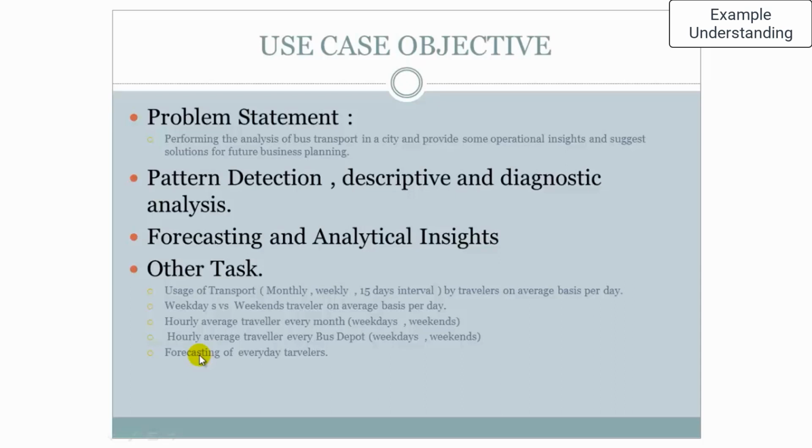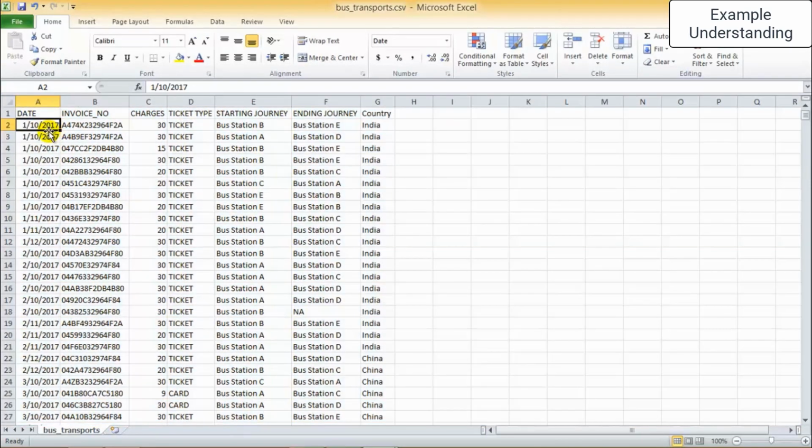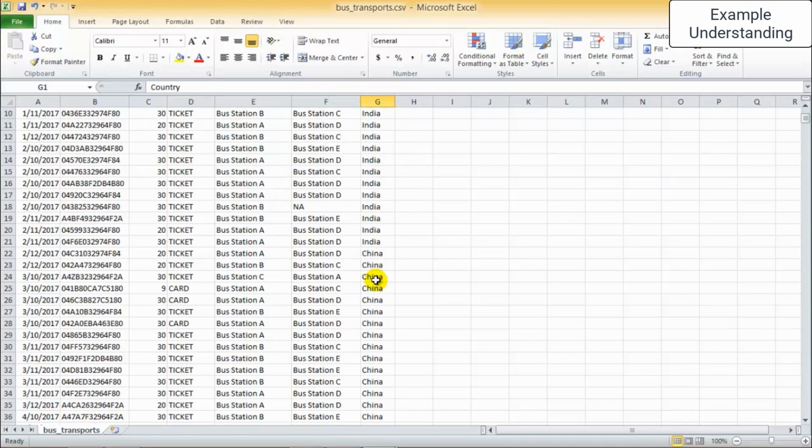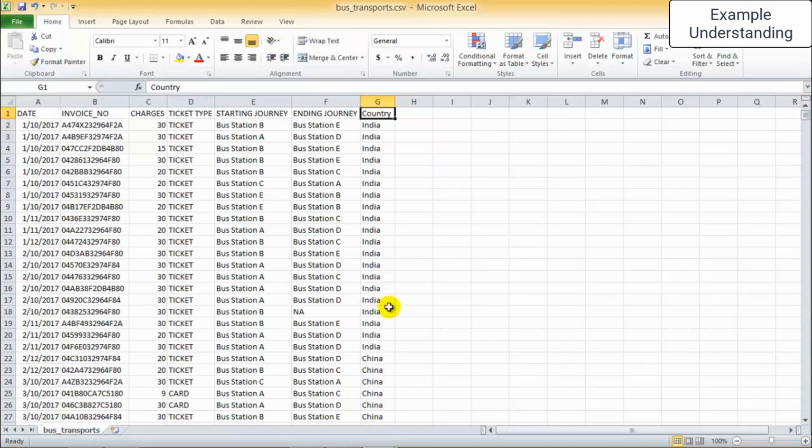Let's go back and look at the data that was provided to us and what is the new data. This was our old data, which contains date, invoice number, charges, ticket type, station, journey, and the country. We have 3 countries as well. That's nice. But what was the relevance of this country? Why are we using these countries? This was actually the old data which we used for the exploration techniques.